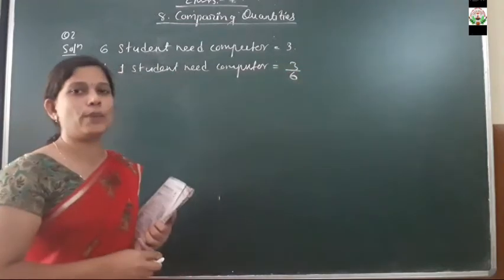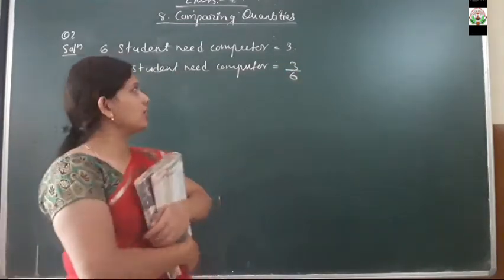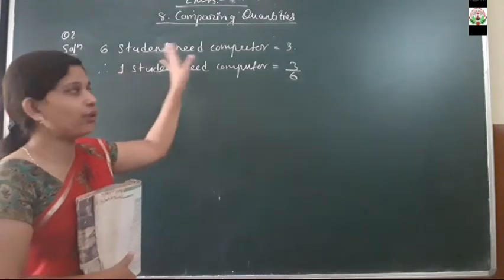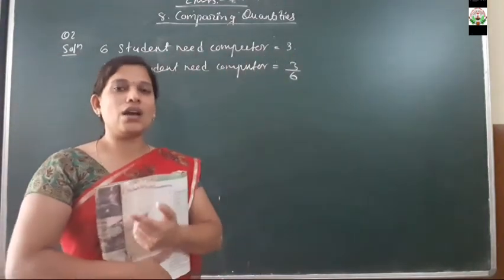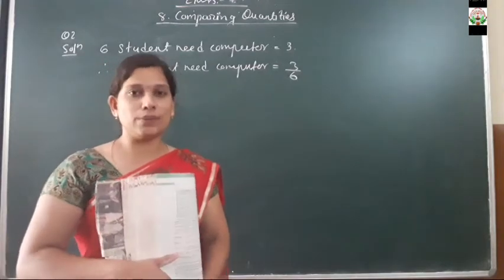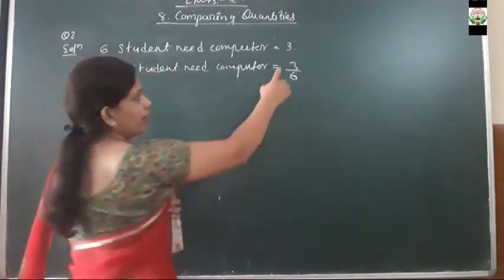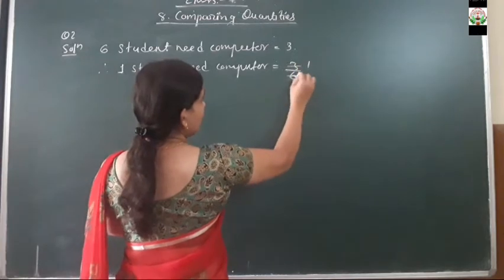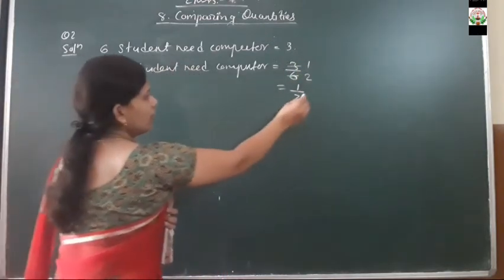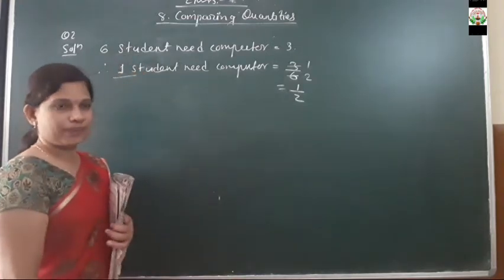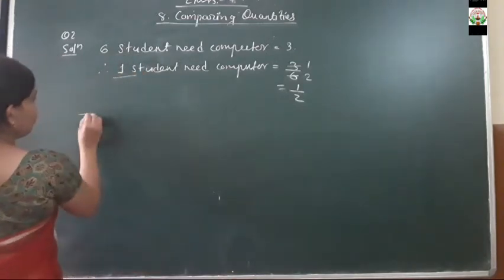Why did we do 3 upon 6? Because if 6 children need 3 computers, then how many computers does one child need? 1 student will require how many computers? So for that 3 will be divided by 6. So here it will be 1 time, here it will be 2 times. Therefore we can say that 1 student needs 1/2 computer. Clear?